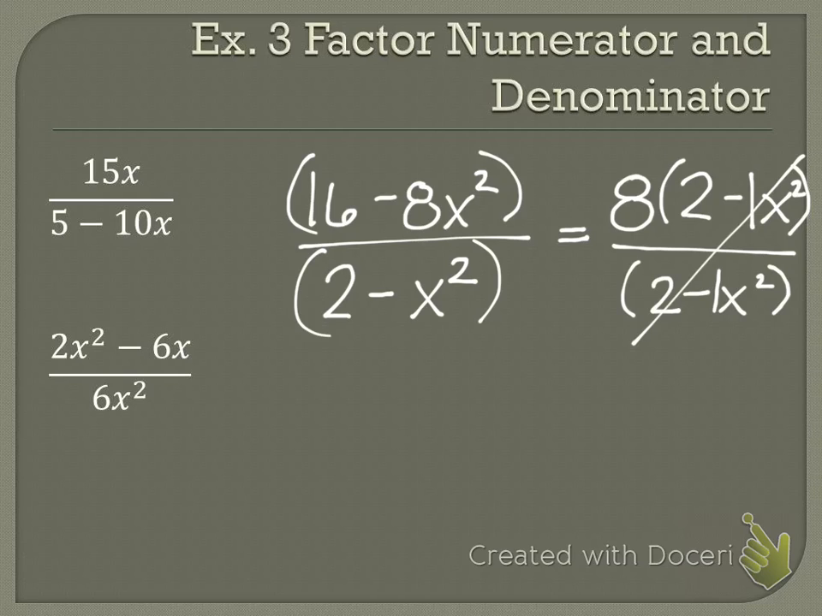So I'm left with 8, and since I have nothing on the bottom, I write 1. Well, what is 8 over 1? 8 is my final answer. Okay? So everybody hear that. Whenever you cancel stuff out and there's nothing left, let's say every single thing cancels out, then my answer would be a 1, not a 0. Okay? All right, let's go on to this last example.